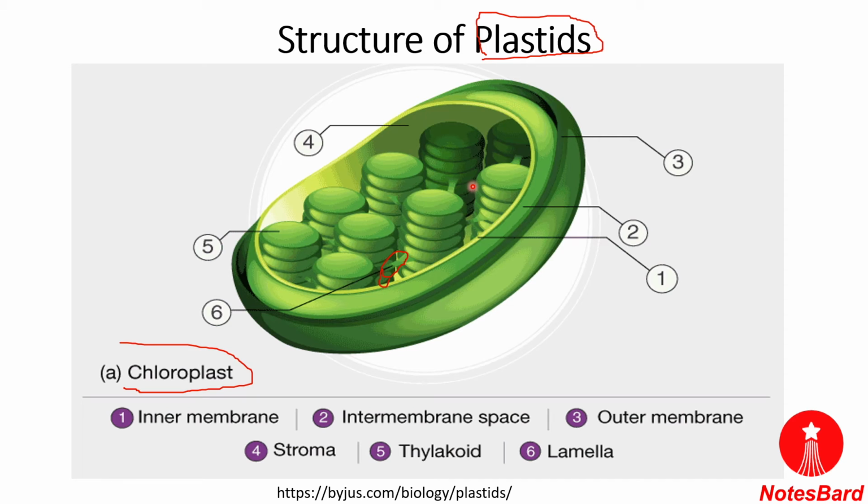Now what is the function of grana? Grana are basically made up of stacks of disc-shaped structures known as thylakoids. Here, number five, we are representing them as thylakoids. The grana of the chloroplast consist of chlorophyll pigment and are the functional units of the chloroplast. So this is the role of the grana.